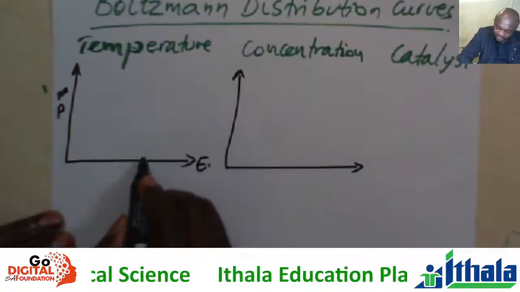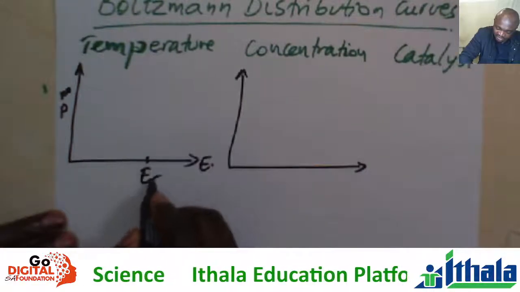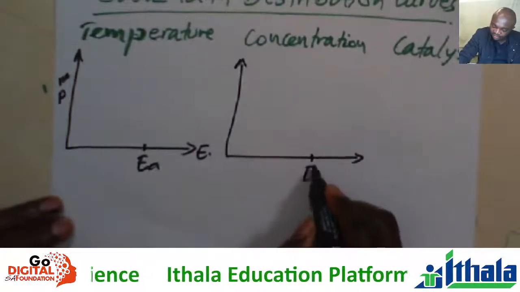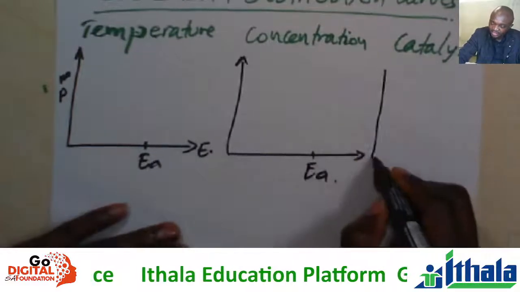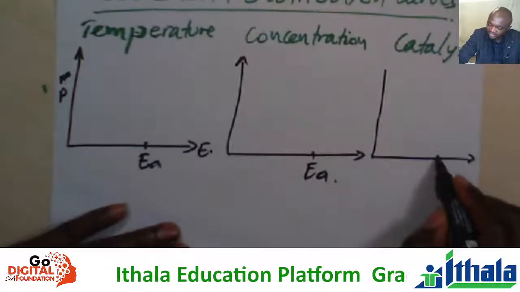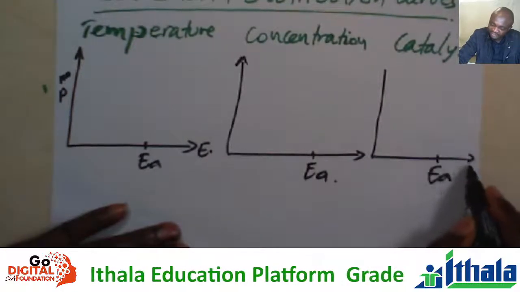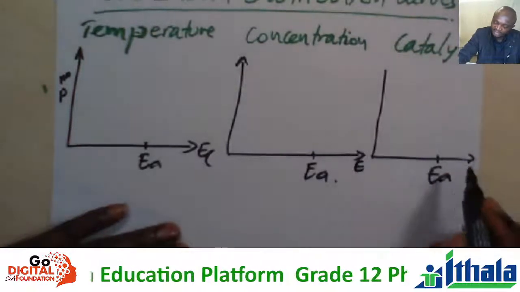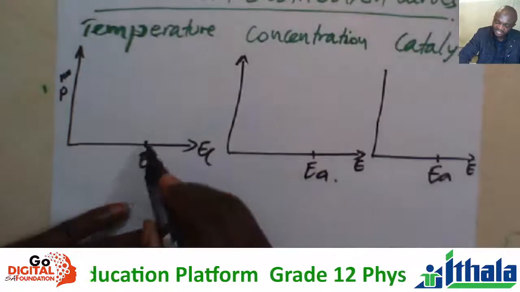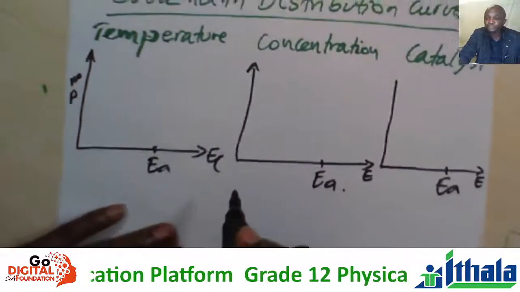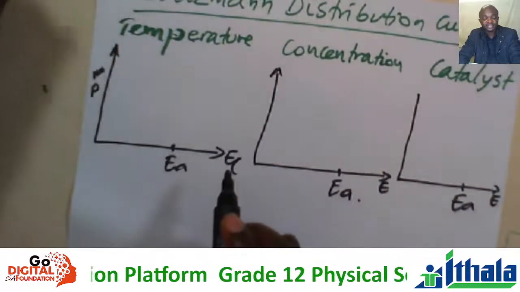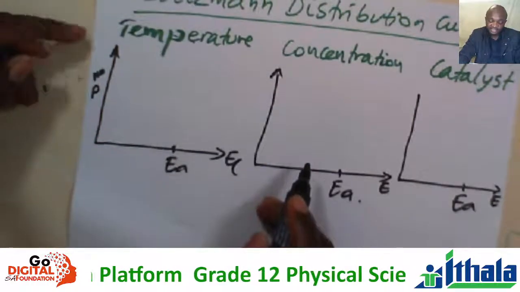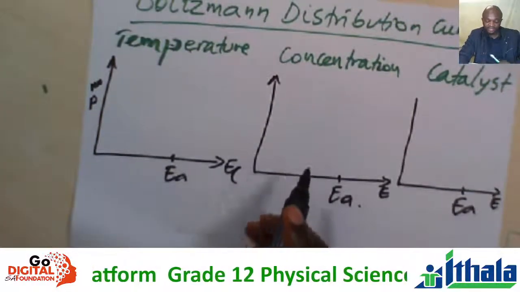So at this point, the activation energy is here, and again the activation energy. We do the same thing with the catalyst; the activation energy is placed here, because on the x-axis we have energy. Remember that activation energy is the minimum energy that allows the reaction to take place, right?